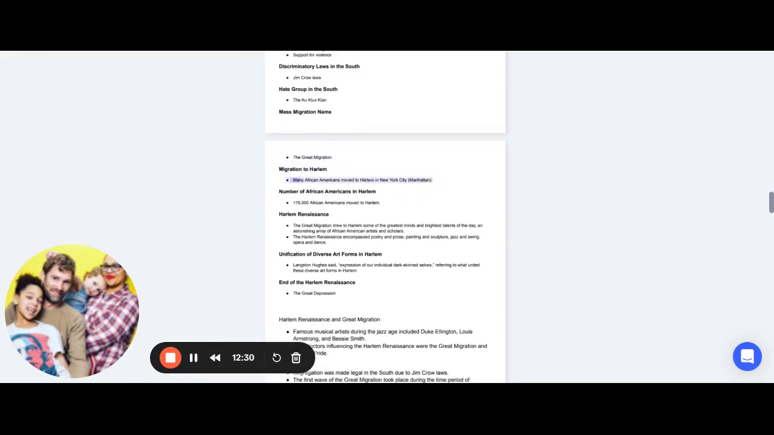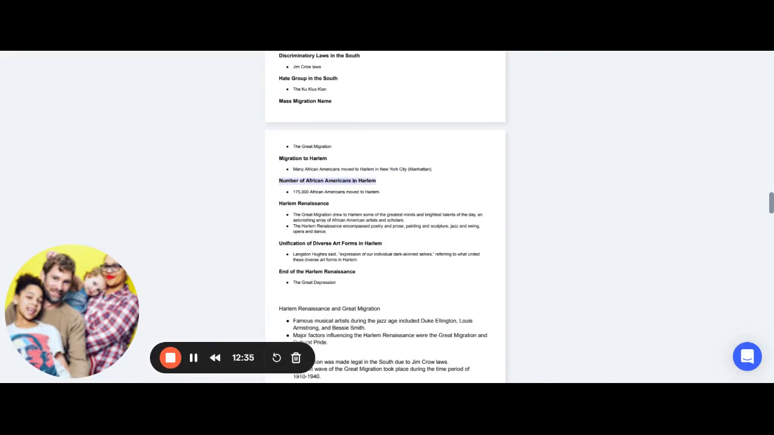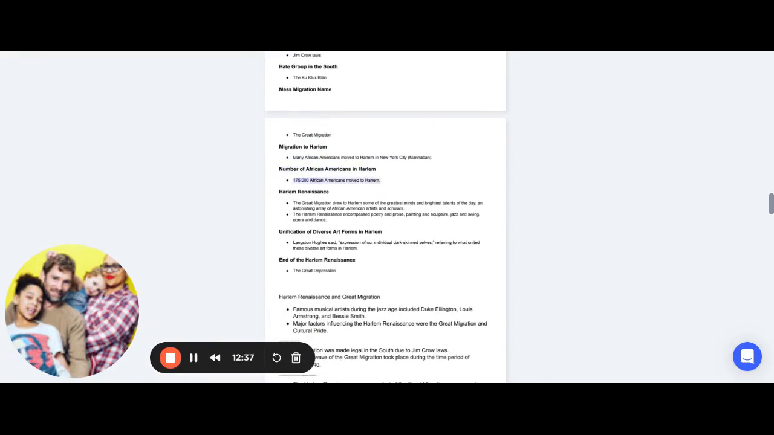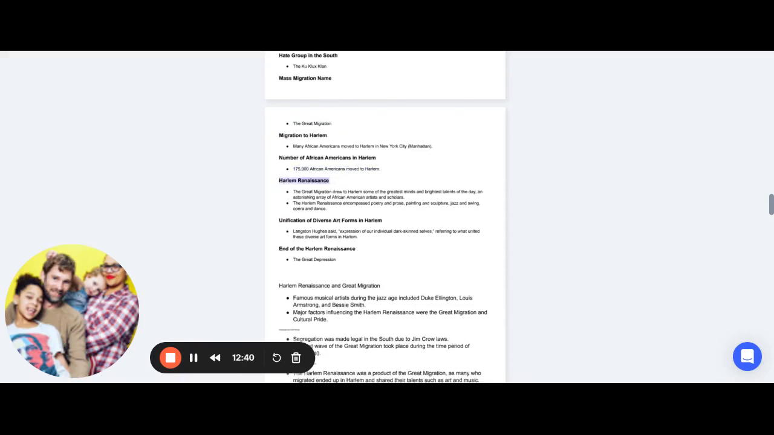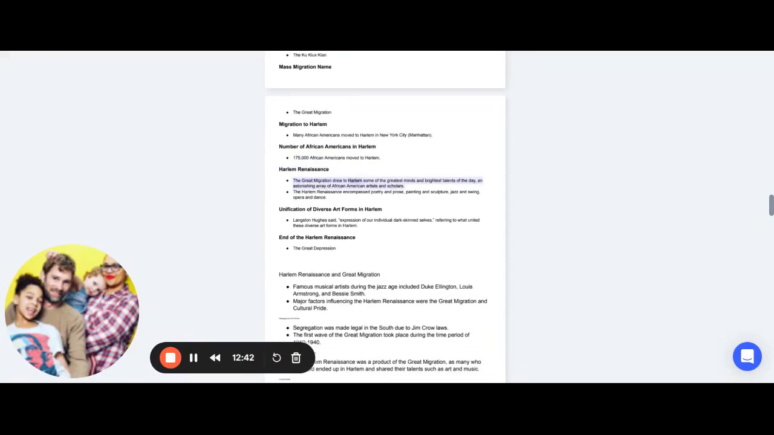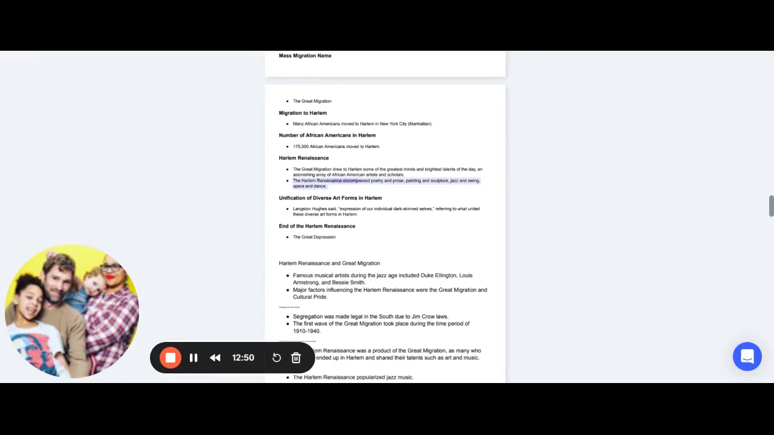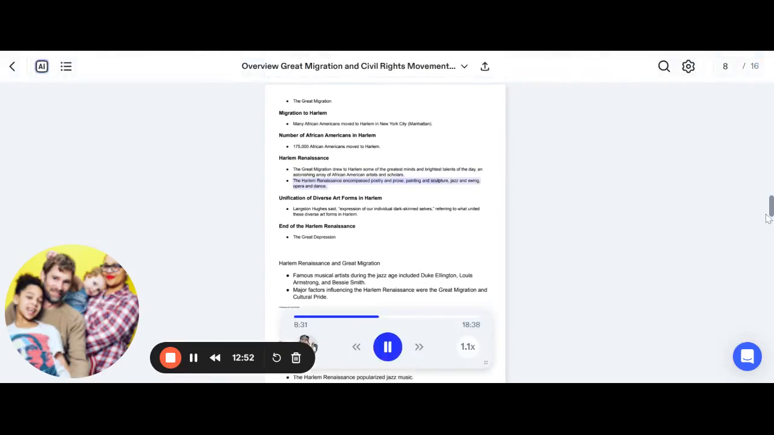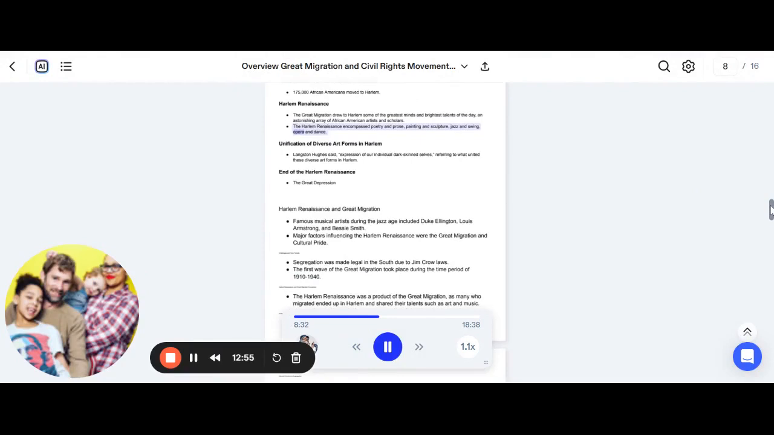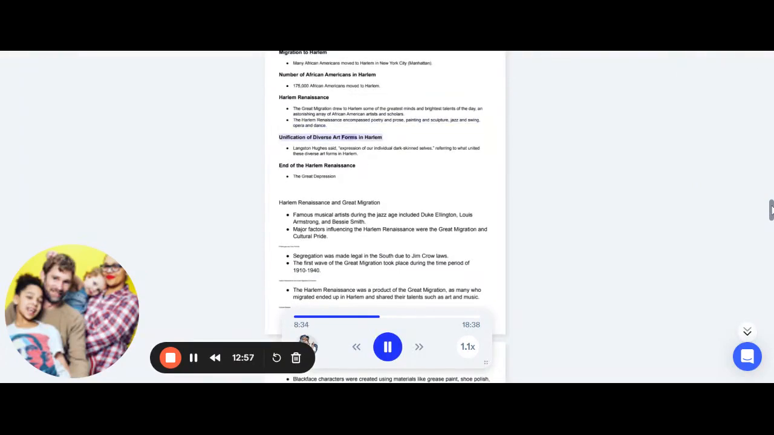Migration to Harlem. Many African Americans moved to Harlem in New York City, Manhattan. 175,000 African Americans moved to Harlem. Harlem Renaissance. The Great Migration drew to Harlem some of the greatest minds and brightest talents of the day, an astonishing array of African American artists and scholars. The Harlem Renaissance encompassed poetry and prose, painting and sculpture, jazz and swing, opera and dance. Unification of diverse art forms in Harlem. Langston Hughes said, "Expression of our individual dark-skinned selves," referring to what united these diverse art forms in Harlem.